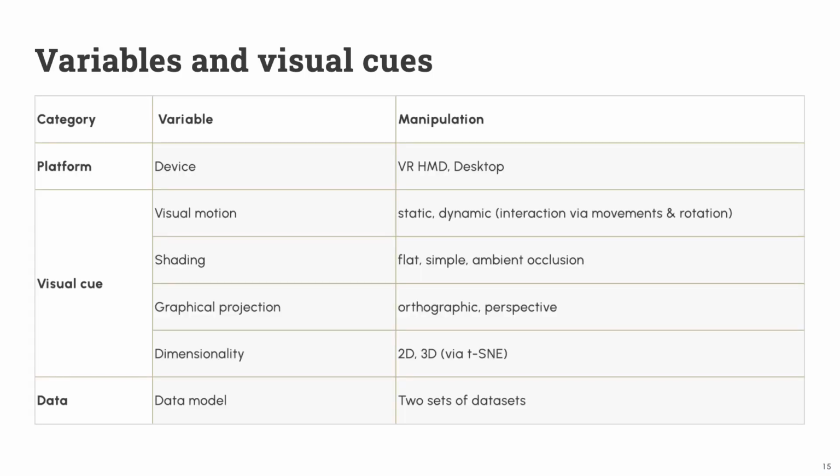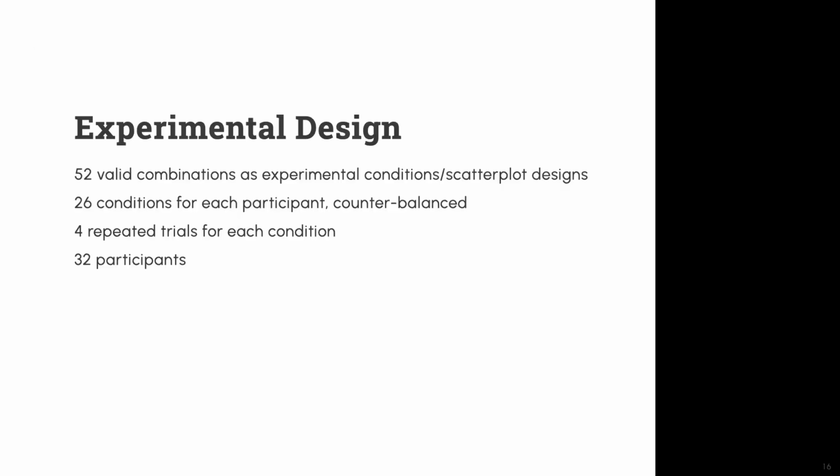To summarize, we manipulate 6 variables, including 4 visual cues. These 6 variables result in 52 validated combinations as our experimental conditions. In the experiment, we assigned 26 to each participant. In each condition, participants repeated 4 trials, and we recruited 32 participants who have prior experience with machine learning.